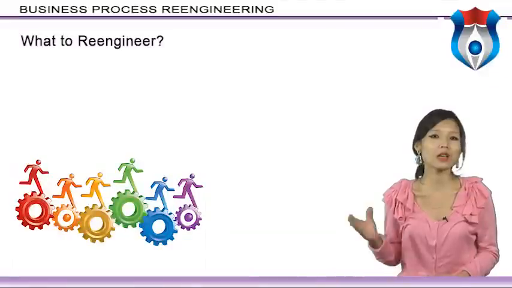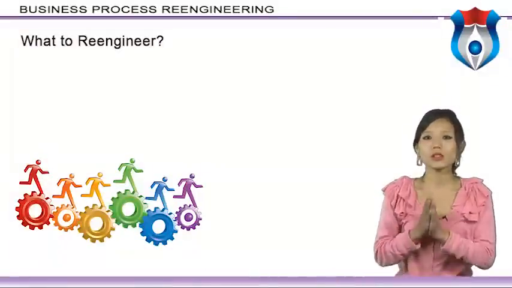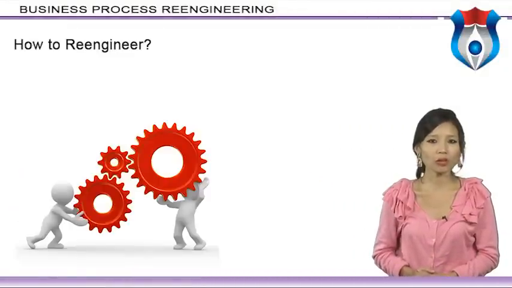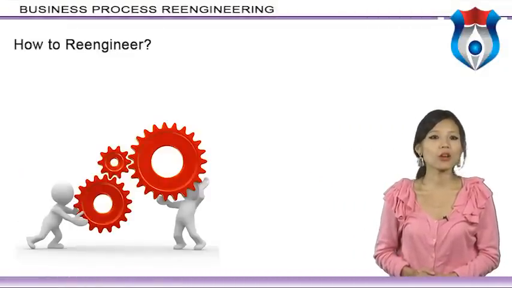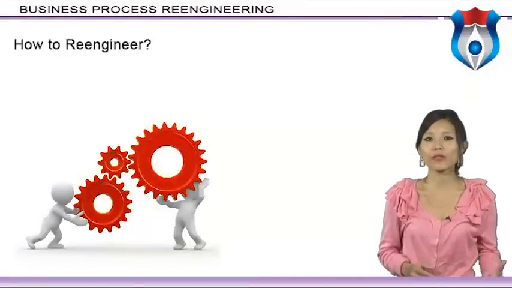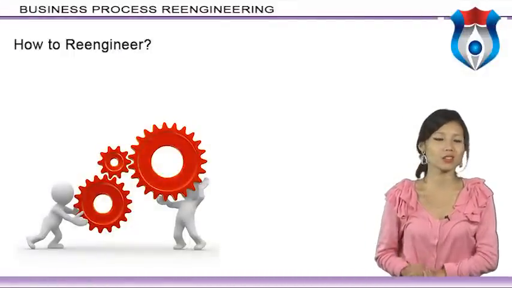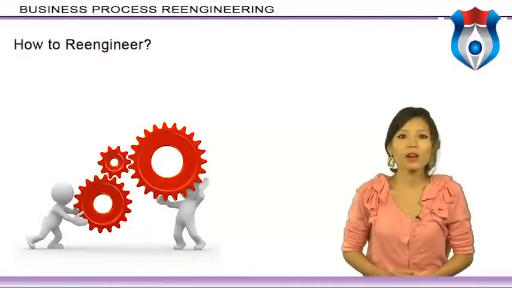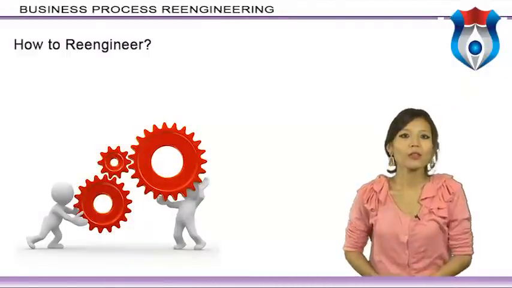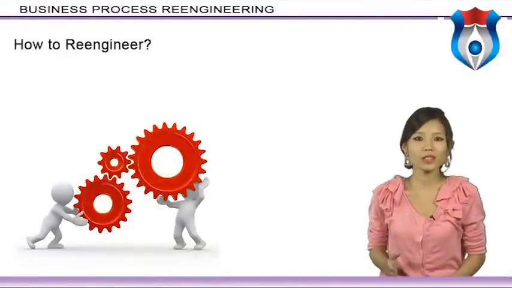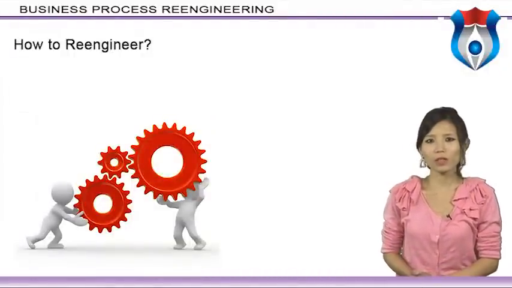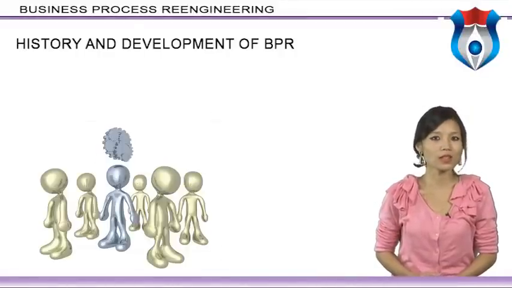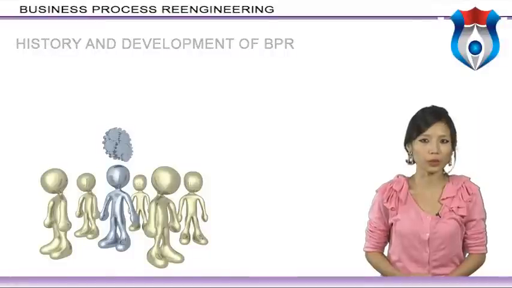So, what is a process? A business process is a series of steps designed to produce a product or a service. How to re-engineer? Planning and preparation are vital factors for any activity or event to be successful, and re-engineering is no exception. Before attempting re-engineering, the question, is BPR necessary, should be asked. There should be a significant need for the process to be re-engineered. The justification of this need marks the beginning of the preparation activity. Let us now discuss the history and development of BPR.